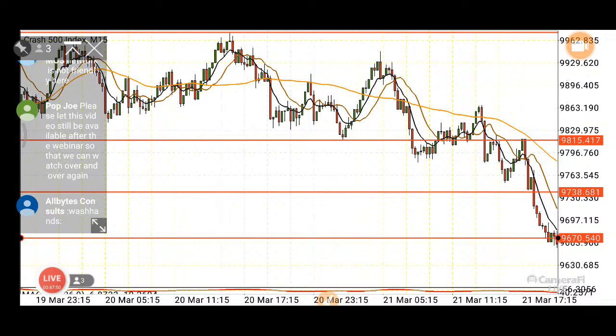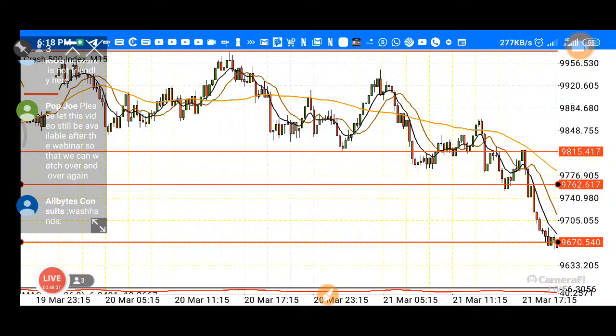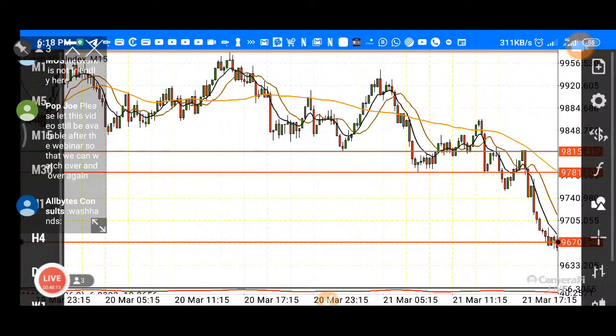Okay, so back to where we are. Aggressive traders, if you entered here, to this level, you can TP here on this resistance. So let's see, let's calculate.